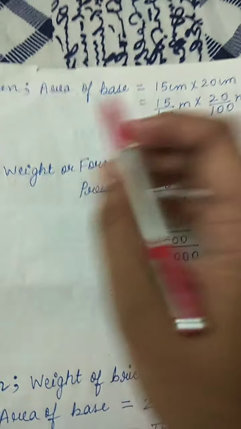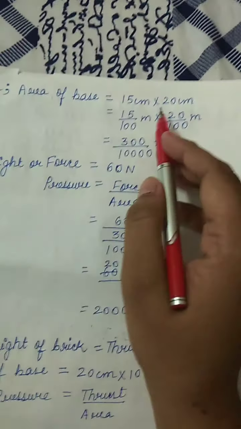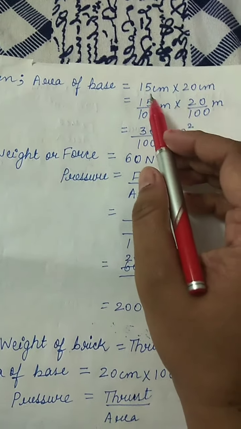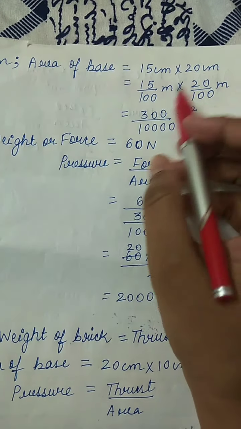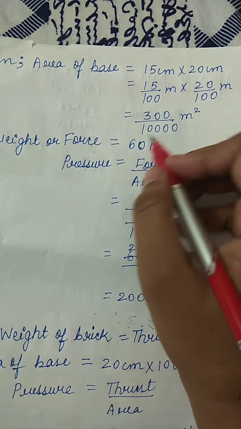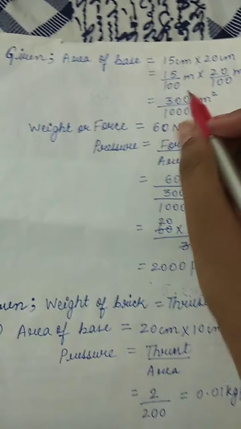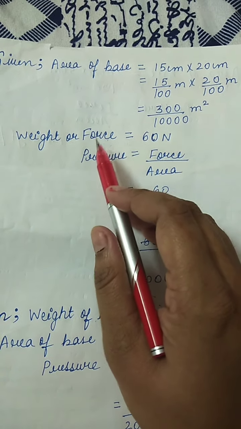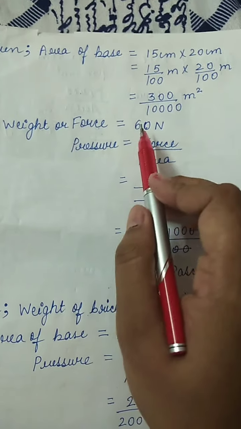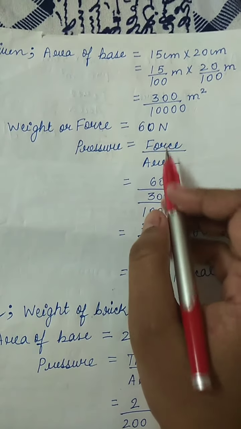So given, area of the base is 50 into 20, because to find area it is length into breadth. So convert the centimeter into meters. We will get 300 upon 10,000 meters square. Weight or force is the same. Force and thrust are the same. So it is 60 Newton. Pressure is force per unit area.